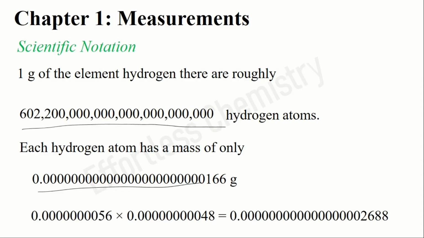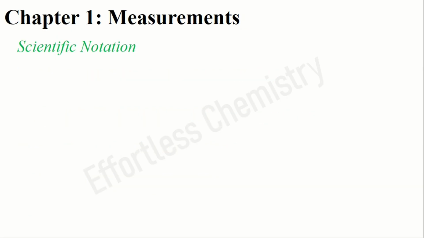Consider even the following multiplication. Come on. It would be easy for us to miss even 1 zero or add 1 more zero after the decimal point. Consequently, when working with very large and very small numbers, we use a system called scientific notation.